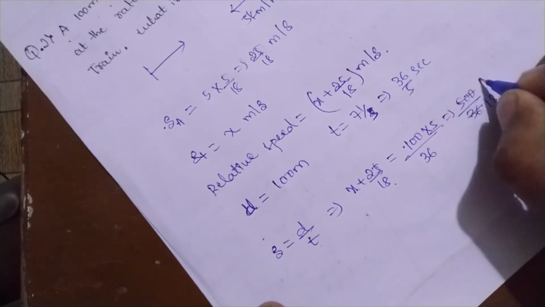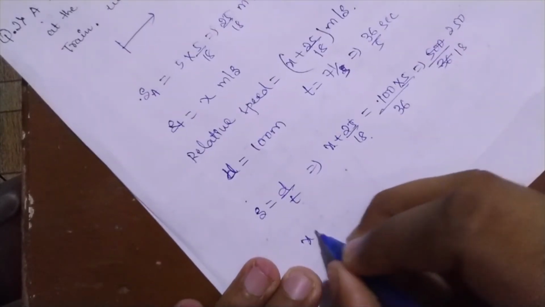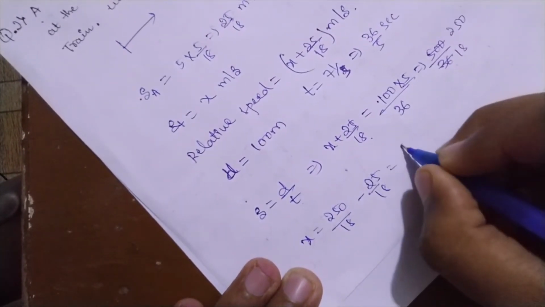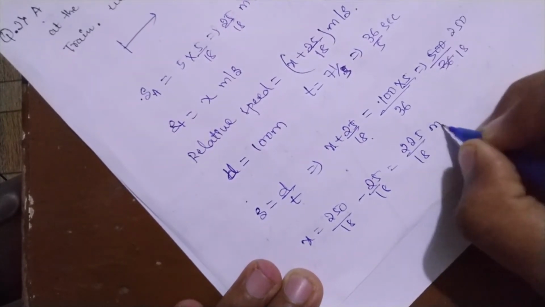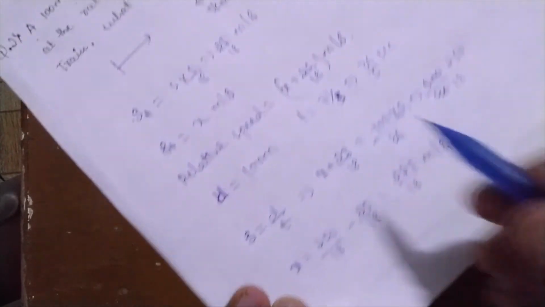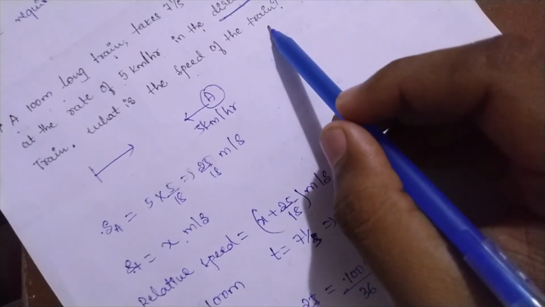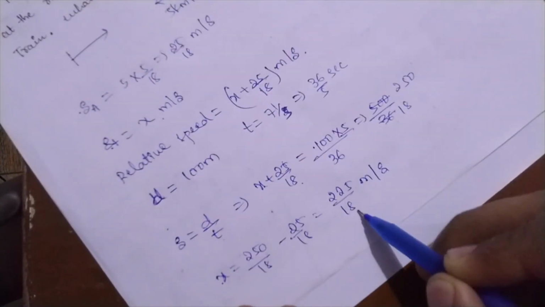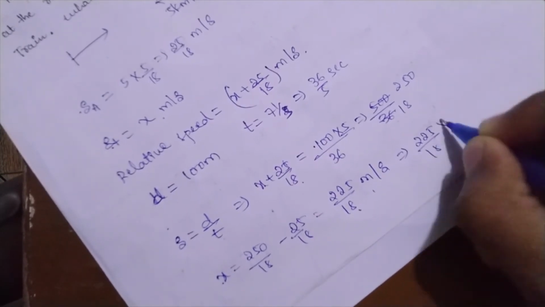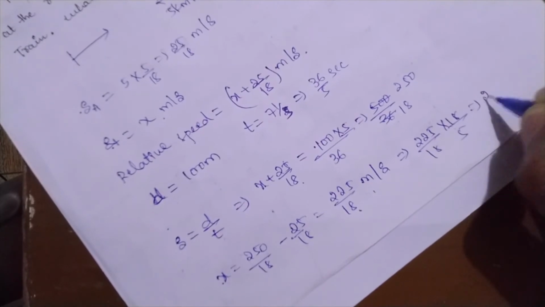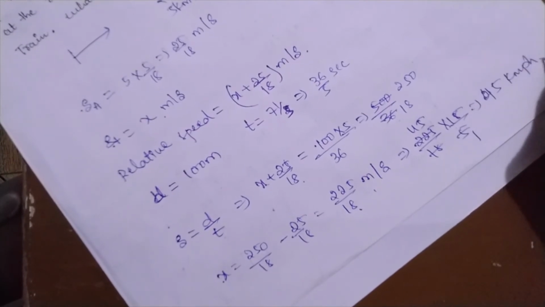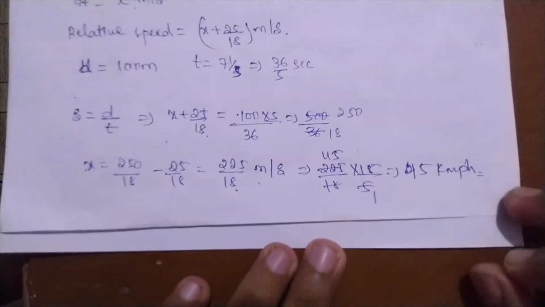So 2 18s are 36, 2 250s are 500. So x equals 250 by 18 minus 25 by 18, which equals 225 by 18 meter per second. So x means what? The speed of the train. That's the question they asked, the speed of the train. So the speed of the train equals 225 by 18 meter per second. When converted to kilometer per hour, multiplying by 18 by 5, it becomes 45 kmph. So that's it for this question.